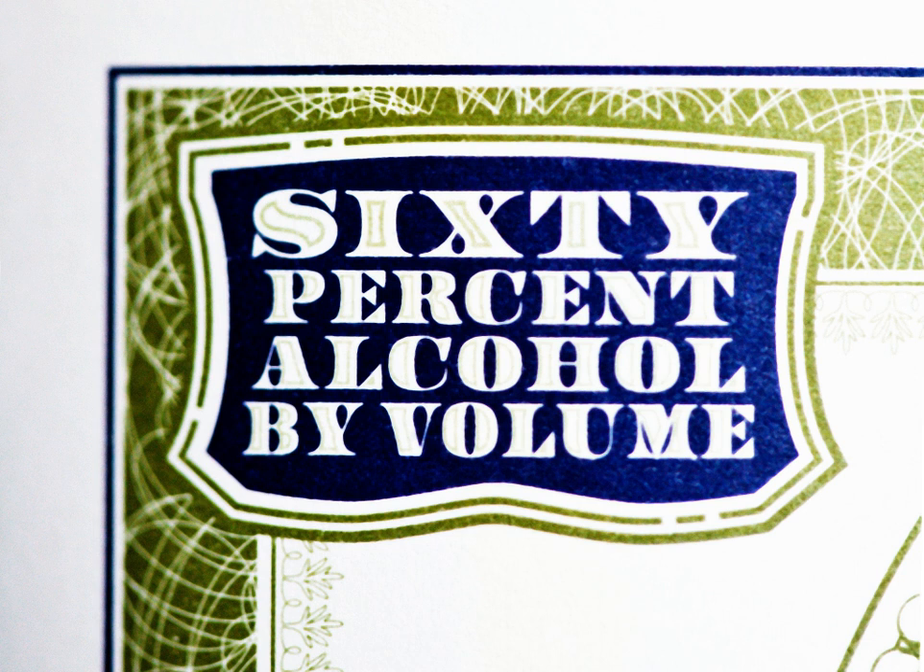ABV times 0.78924 equals ABW times the density of the beverage at 20 C in grams per milliliter.